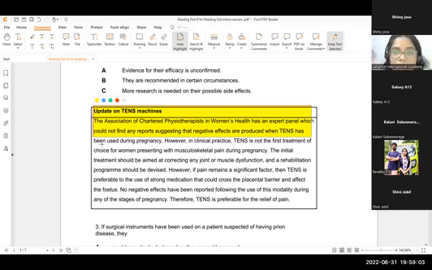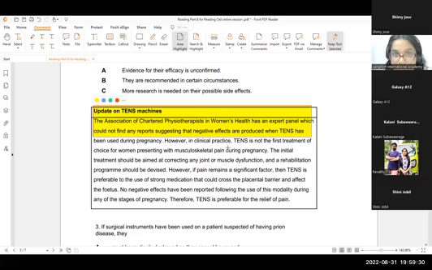So they're saying, based on the panel, they could not point out any reports that suggest that using TENS during pregnancy has any negative effects. So there was a panel of experts, and during the discussion it was clear that they couldn't find any reports that say that using TENS machines can be dangerous. Okay, can be problematic. Next sentence, Adra.